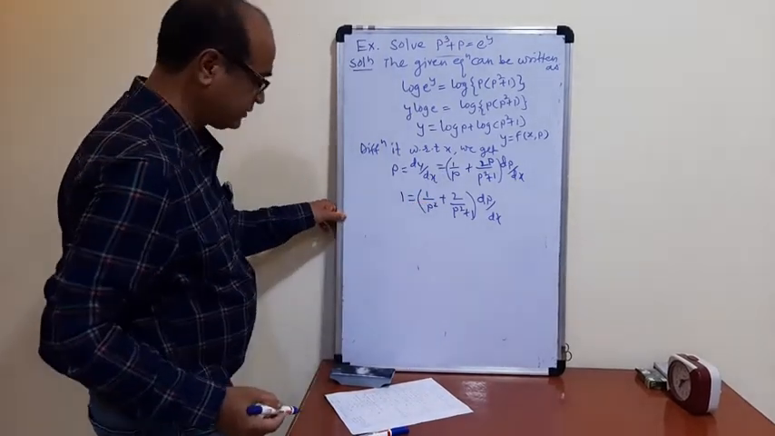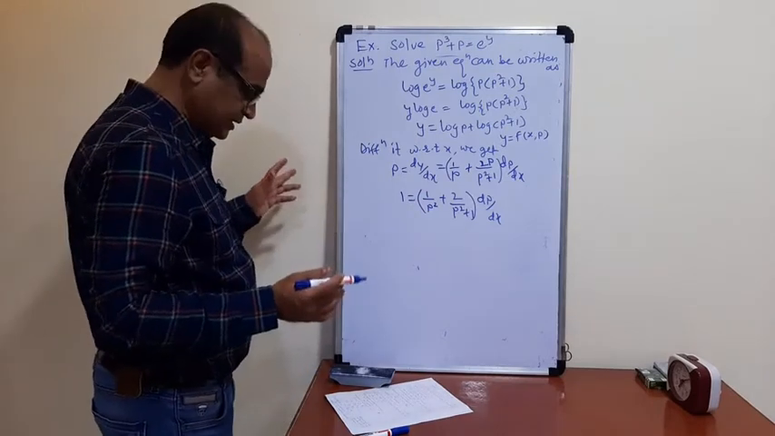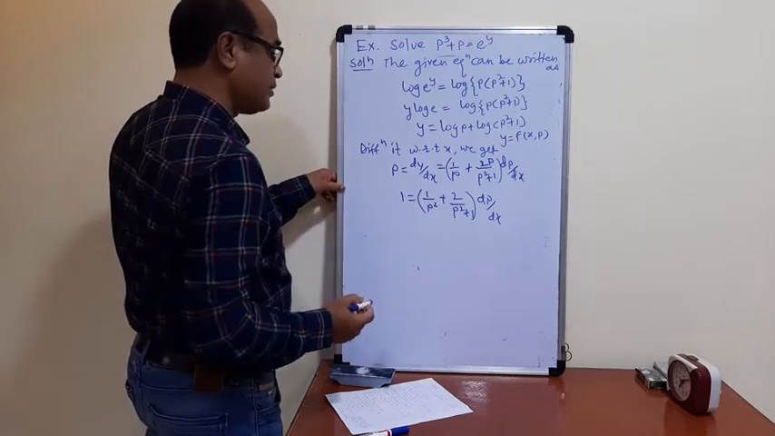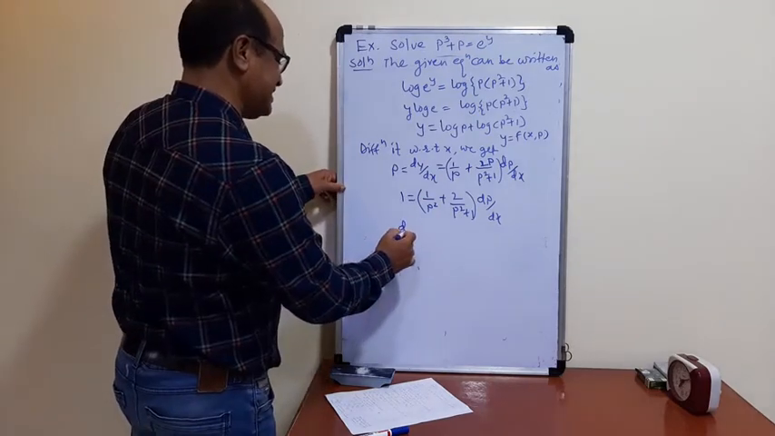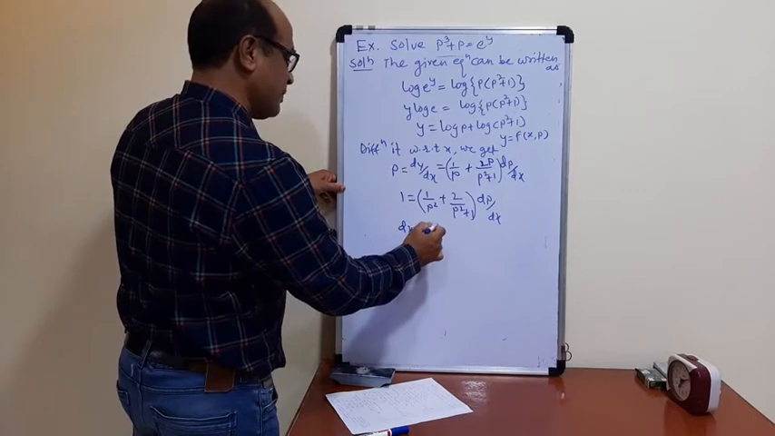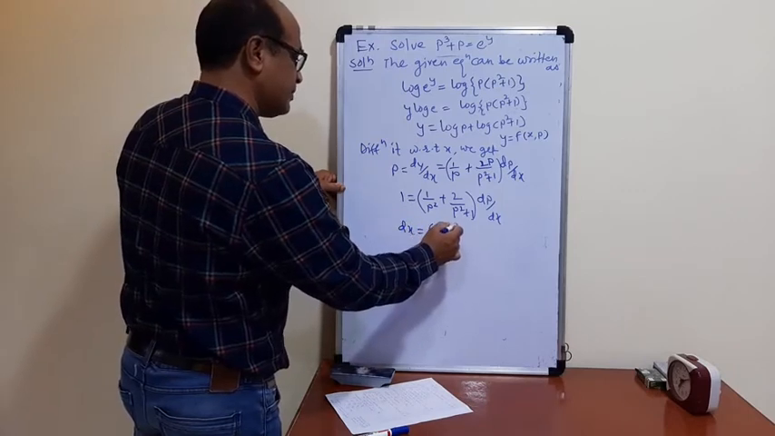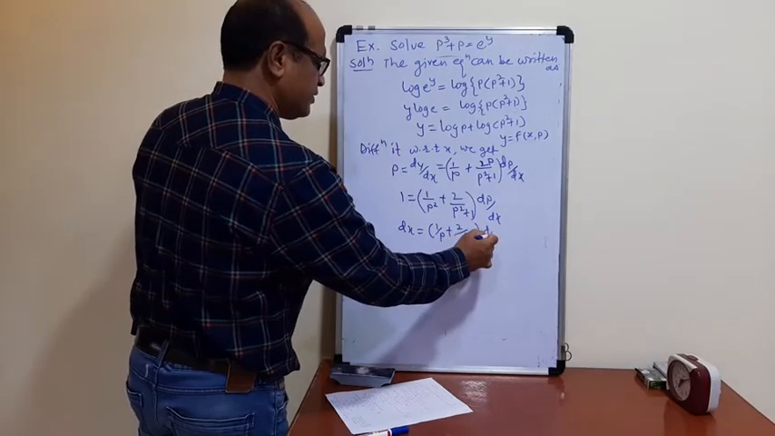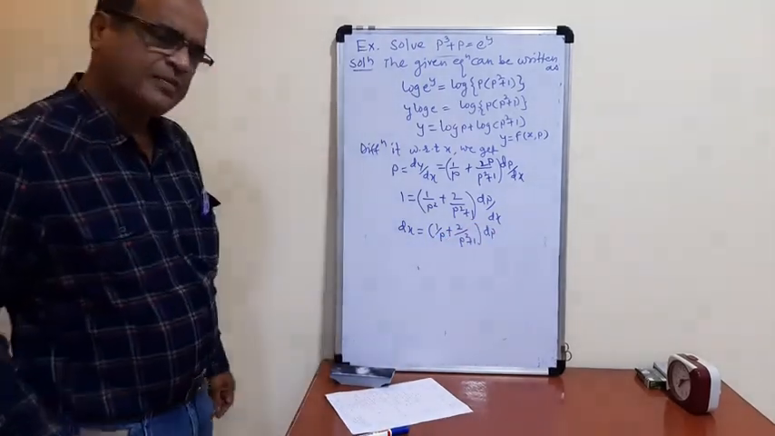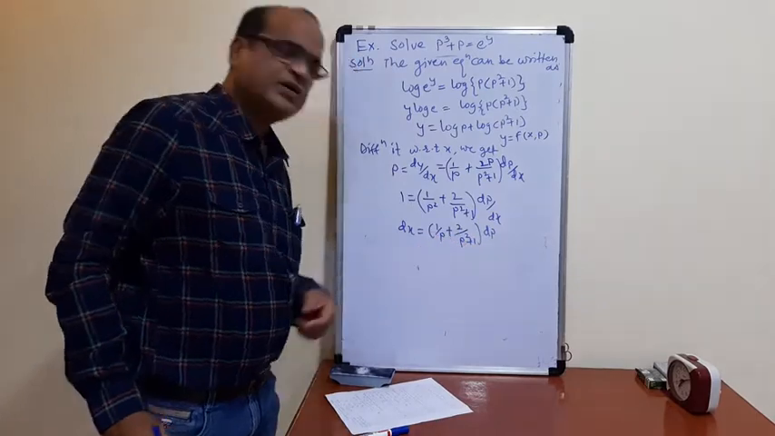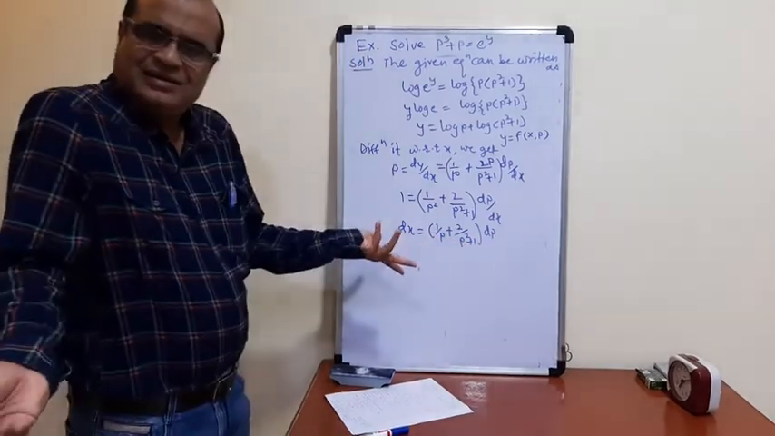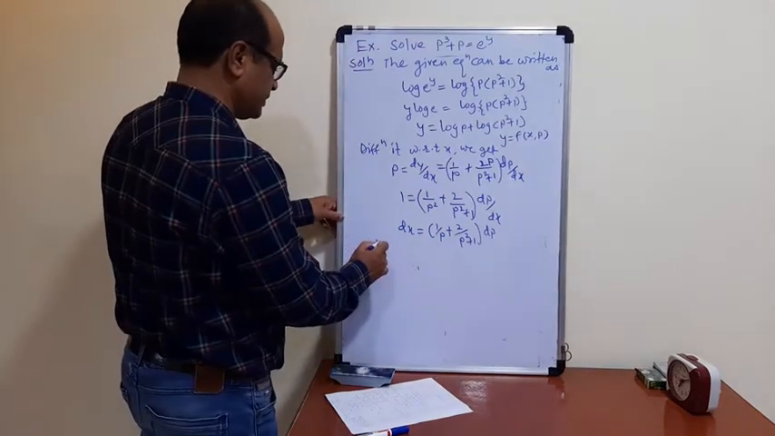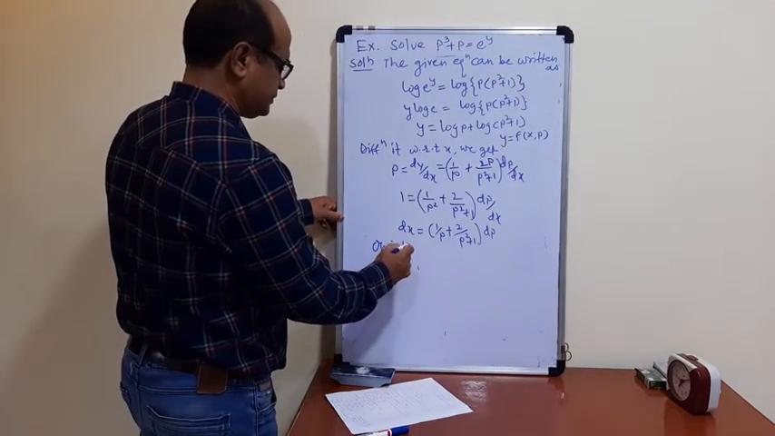So by variable separable type, what happened here? This is dx is equal to 1 upon p square plus 2 upon p square plus 1 dp. So what is the variable separable type? The coefficient of dp is a function of p only, and dx is a function of x only, or constant here. So on integration.